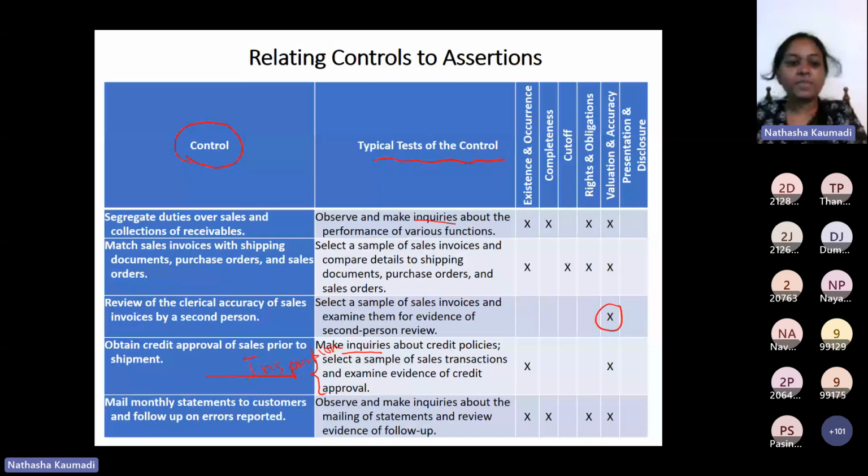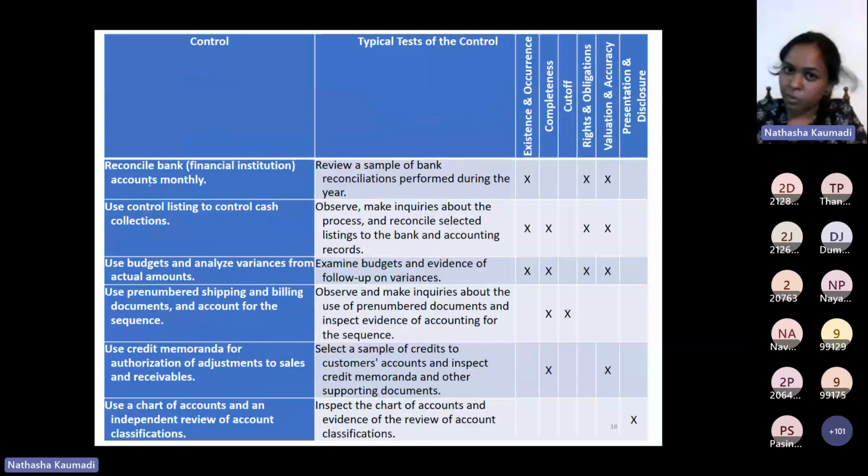Likewise, reconcile the bank accounts monthly. That is the control. You are reconciling all these bank accounts for cash receipts. Most importantly, what is the test of control? Review a sample of bank reconciliations performed during the year, whether they have actually done the bank reconciliation. So you ask for the bank reconciliation and you check. When you review, you inspect those things. Sometimes you are reperforming. So you can reperform one reconciliation and see whether that is accurate.